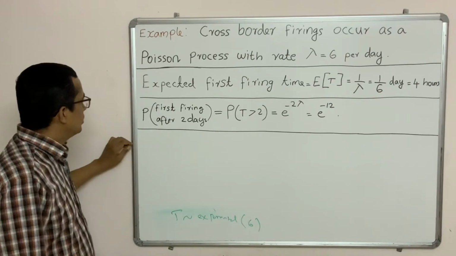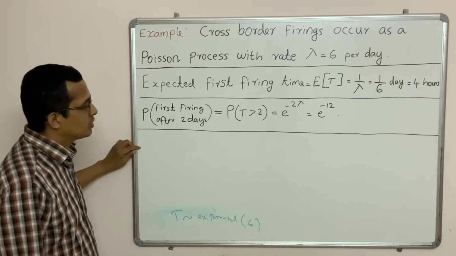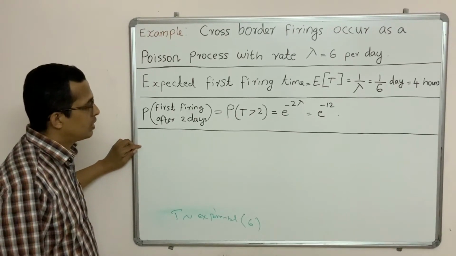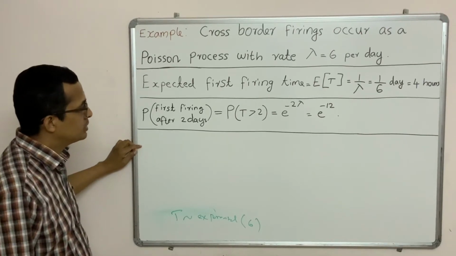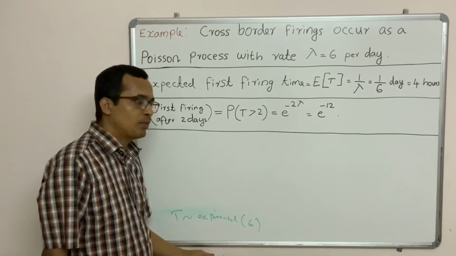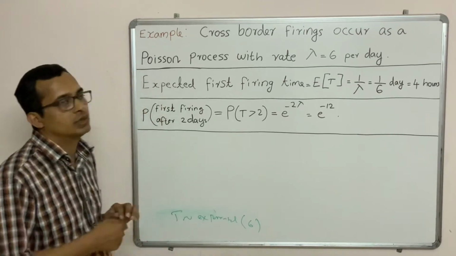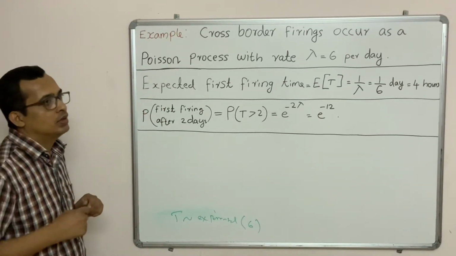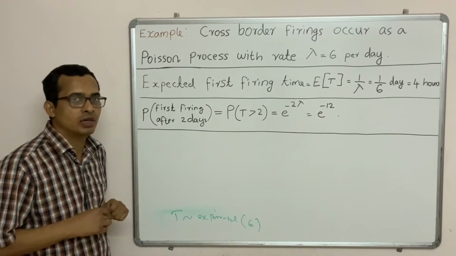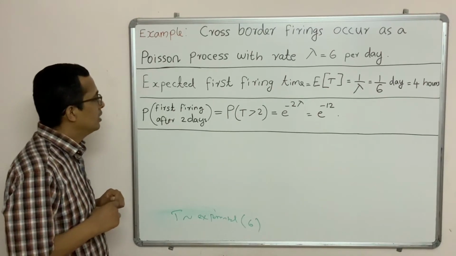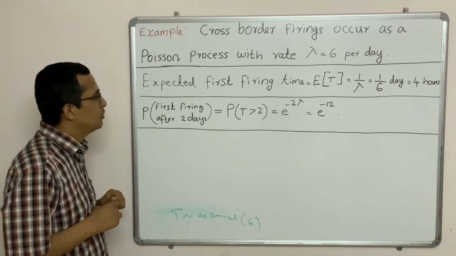So that gives you the answer: the expected time of the first firing is the reciprocal of lambda, 1 by lambda, which is 1 by 6. But you have to also note that our unit of time is day, so it is 1 by 6 day. If you want the answer in hours, it has to be 4 hours.